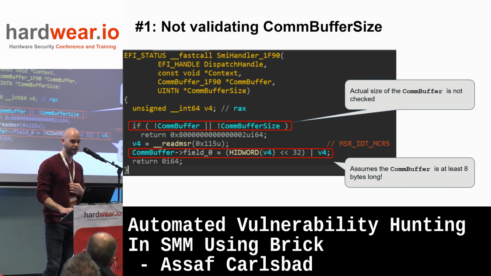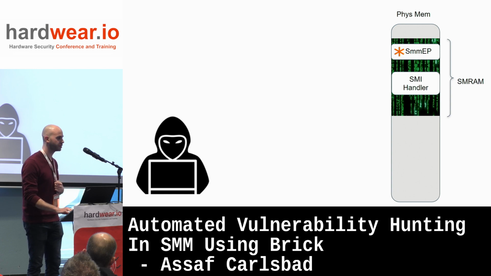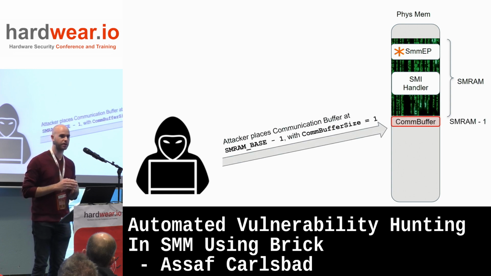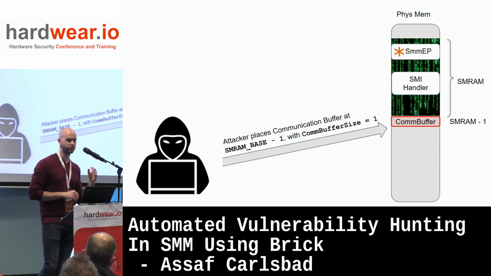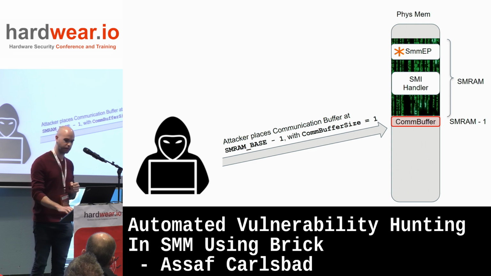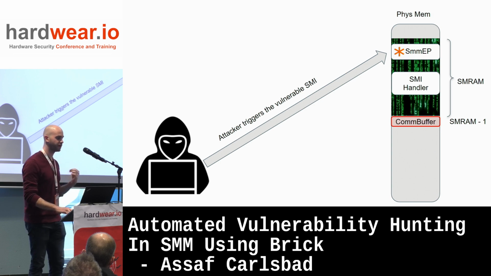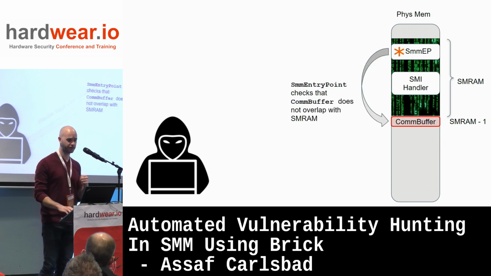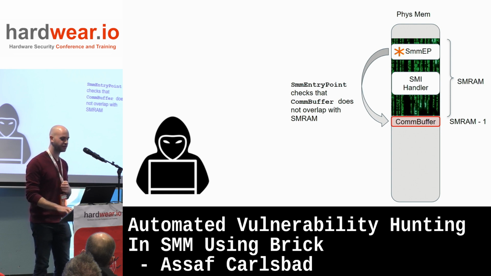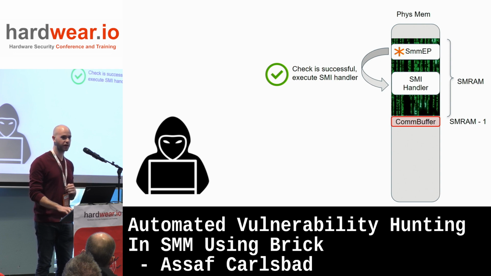So let's see how an attacker can exploit this condition. The attacker would like to place the communication buffer in a memory location as adjacent as possible to the base of SMRAM. So in this particular case, we set it to be SMRAM base - 1 and set the respective size to be just 1 byte. Now the attacker will move on to trigger the vulnerable SMI, but first the SMM entry point will be called. It will validate using SmmIsBufferOutsideSmmValid that the CommBuffer does not overlap with SMRAM. And since technically it doesn't, this check will be successful and the actual handler will be called.